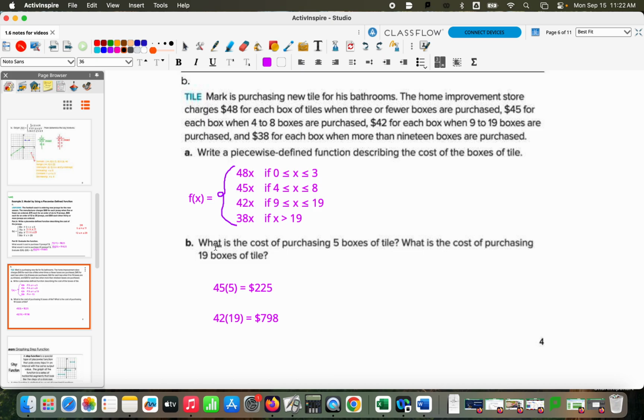Okay. So what's the cost of purchasing 5 boxes of tiles? Just find the right category. 5 is between 4 and 8, so it'd be this category here. So 45 times 5 boxes, so $225. And then we're going to buy 19. Just be careful. There are two 19s here. But remember, this is everything beyond 19, not equal to. So I'd use this category. So 42 times 19, so $798.